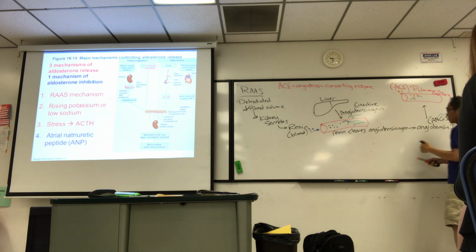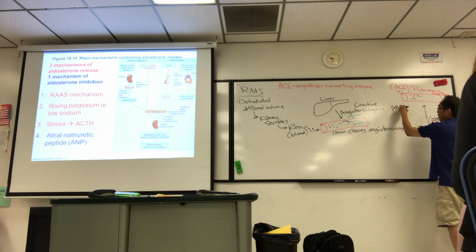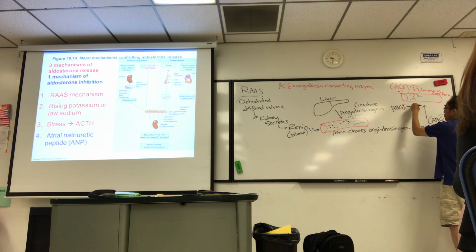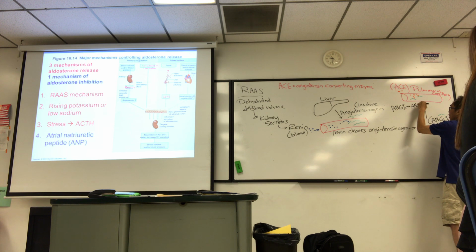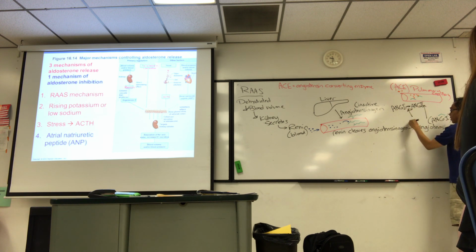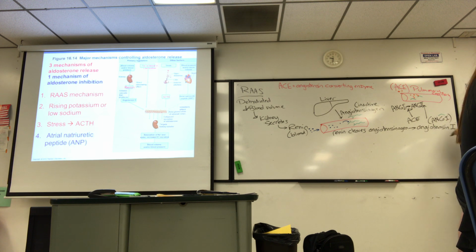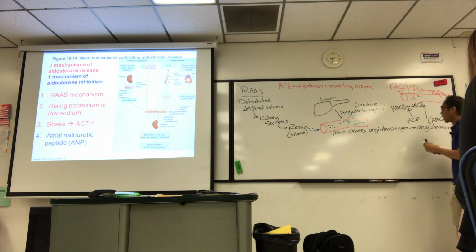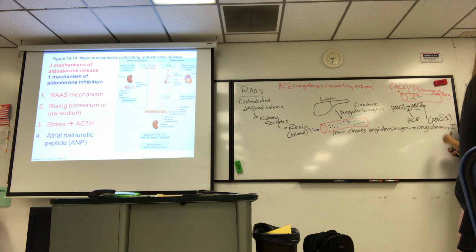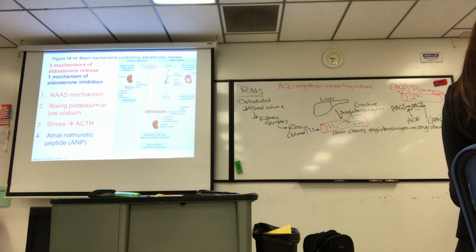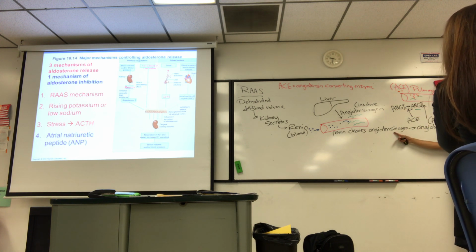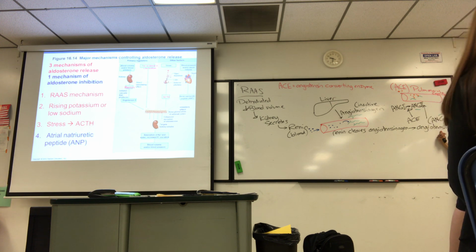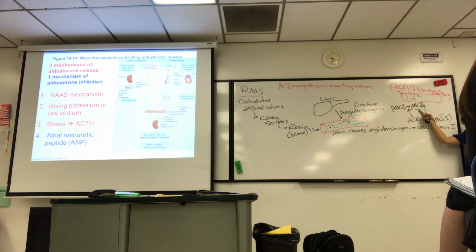So let's just go Ang1 converting to Ang2. Okay, so it's very important that you know ACE is responsible for the conversion from Ang1 to Ang2. It cleaves it again. So maybe Ang2 is an even shorter green squiggly line. The point is, you just took a long molecule, angiotensinogen, you cleaved off part of it, angiotensin 1, you cleaved off more of it, and now you got angiotensin 2.